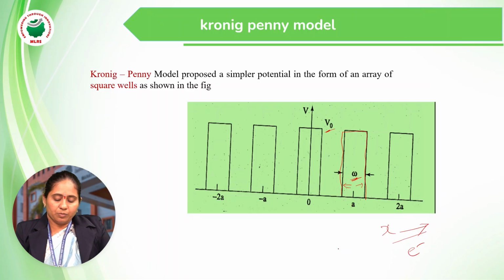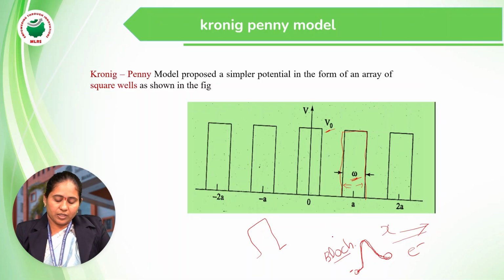Bloch proposed the theorem based on the electron which is moving under periodic potential, which is of parabolic shape. That is, in between the ions the potential is maximum, and near the nucleus the potential is zero. So this is the Bloch model. Whereas Kronig Penny, instead of parabolic, assumed the square well potential. That is the difference between Bloch and Kronig and Penny.